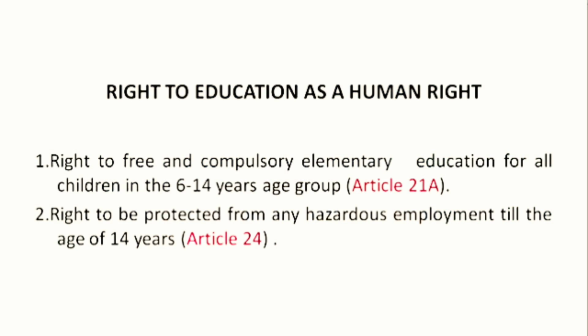What are the national agencies which advocate for the right to education as a human right? The first is the right to free and compulsory elementary education for all children in the age group 6 to 14 years, and this is clearly cited in Article 21A. Next comes Article 24. What does Article 24 say? It says that children have the right to be protected from any hazardous employment till the age of 14 years.